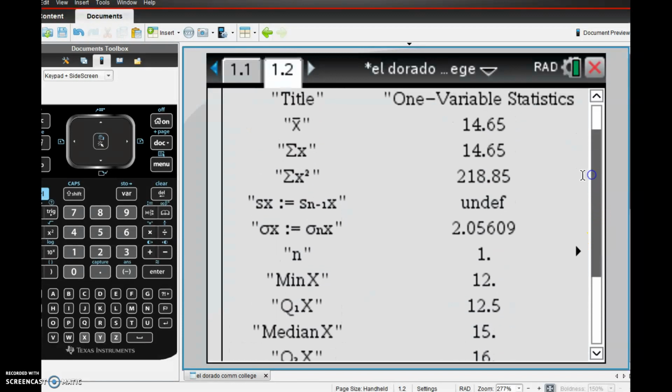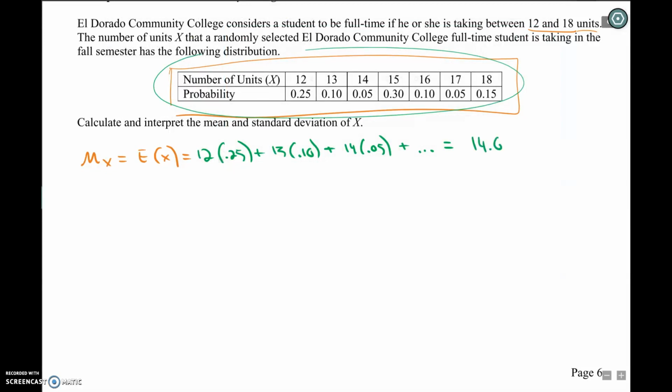And if we look up here, the mean is 14.65. That looks about right. We got some 12s, we got some 15s, we got some 18s, but it looks like on average, it's somewhere in between those two. Okay, that's the expected value. Interpret it.